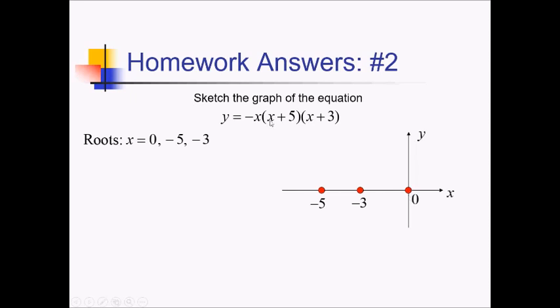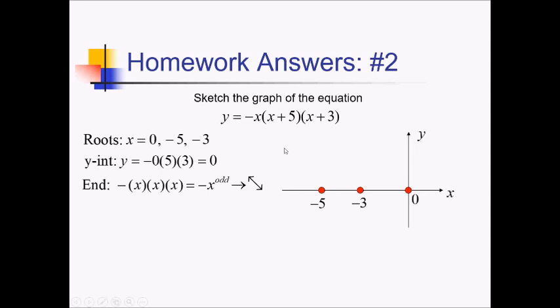But if you weren't sure, you could plug 0 in for all the x's. You'd have -0 times 5 times 3, which would still come out to 0. For the end behavior, we have a -x times an x times an x. Overall, that gives us a -x cubed, or just a -x to an odd power. So that's going to behave like a -x, like an upside down line or a downward slanted line. So we're going to start above the x-axis and end below the x-axis.